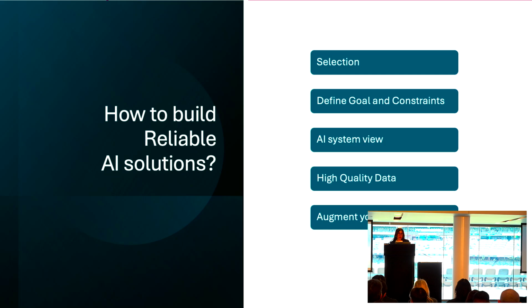Define goal and constraint. Know your problem, user, environment, data, and your assumption. To build reliable AI, we must start by defining clear goals and constraints that guide its development.